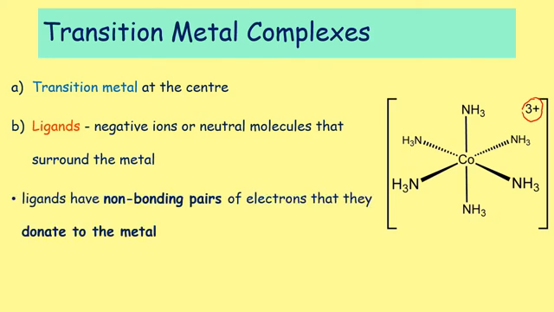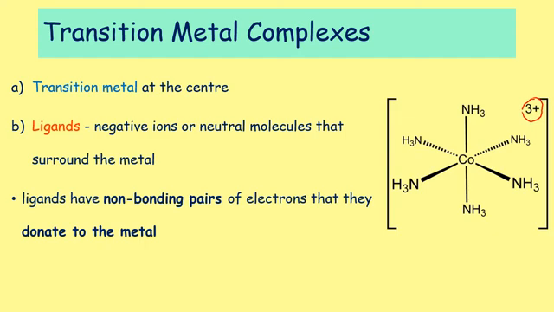Now, between the ligand and the transition metal, we have bonds. These bonds are different to other types of bond that you've seen so far. Our ligands have non-bonding pairs of electrons. So if you do not have a non-bonding pair of electrons, you cannot be a ligand. So for example, methane cannot be a ligand. You must have a non-bonding pair of electrons. And the ligand shares both of those non-bonding pair of electrons with the metal.